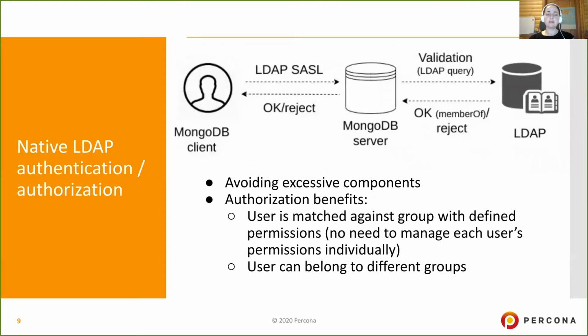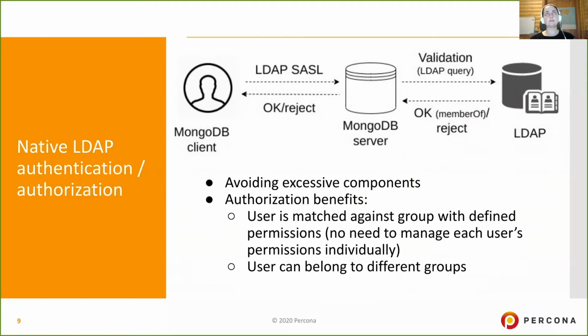The second method is native LDAP authentication and authorization. This mechanism excludes all the minuses of the previous one. So now we avoid using excessive components, and the Mongo database communicates with LDAP directly. But the main benefit here is authorization. It means that when a user tries to access the Mongo database, it not only checks user credentials, but it also checks to which group the user belongs.